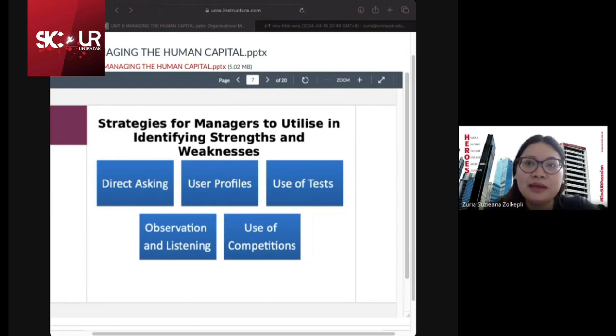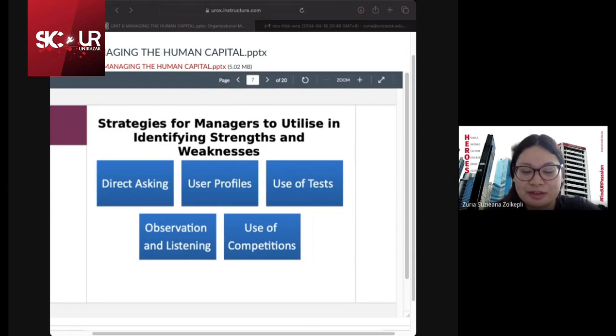Okay, and then observation and listening. I believe that managers should do this as well. You should be attentive, and you should observe your employees. If we are a manager, as a management, we should be aware of our subordinates, aware of what's happening, and listen attentively.